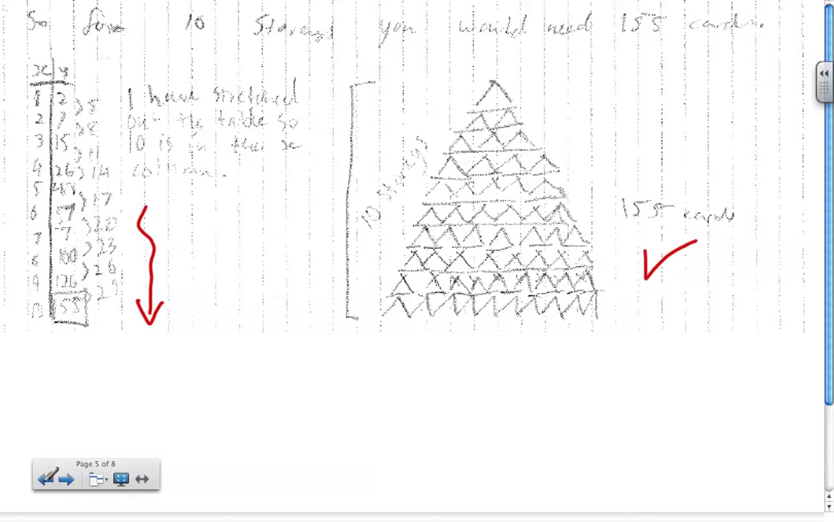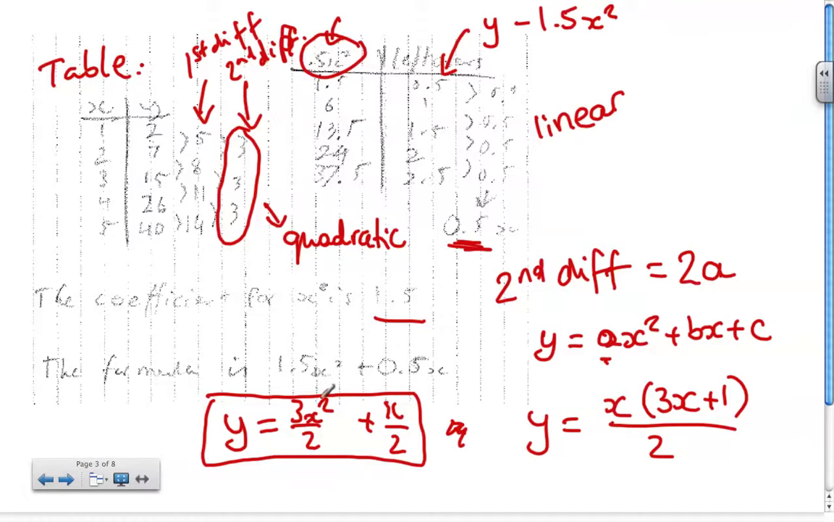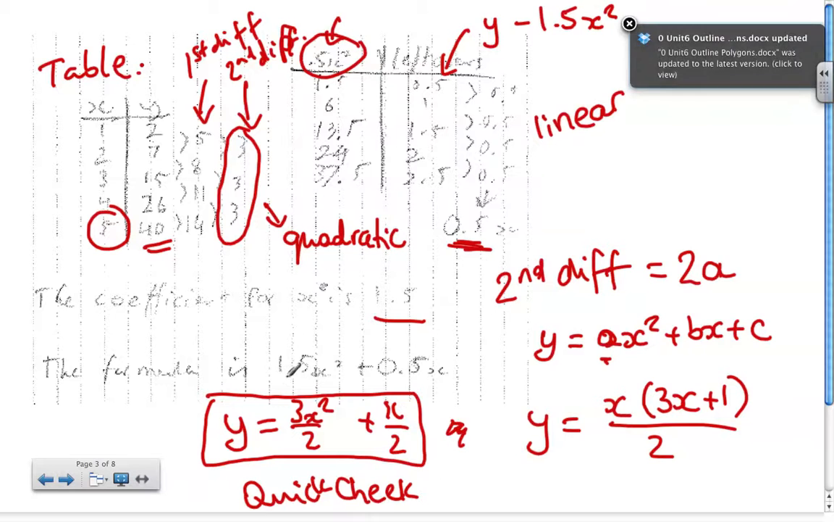I probably would add at this point, for your own benefit and for communication benefit, once you've got the formula, it's probably worth checking with a case that you've got already. So just a quick check. Maybe check that if you replace x with a 5 in your formula, you do actually get 40. So just do a quick check with the values.